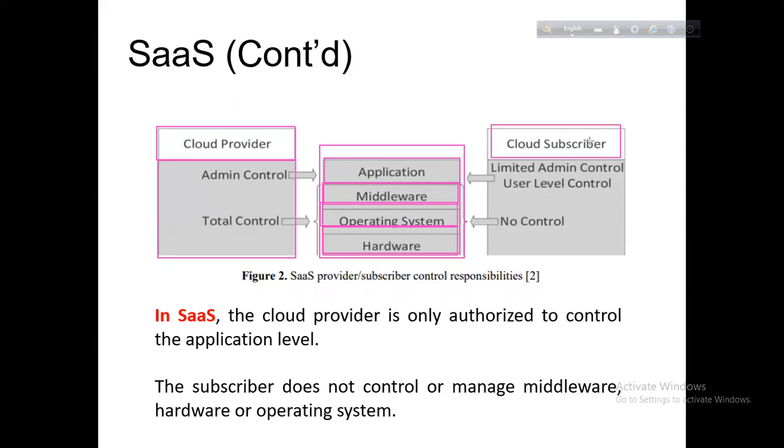But the cloud subscriber, like we the users, if we go for software as a service, which is just to get the software services, then basically we don't have any control over these three components. Sir, what's the difference between admin control and total control here for the cloud provider? Yeah, total control means completely in control. I mean, you don't have a single thing.